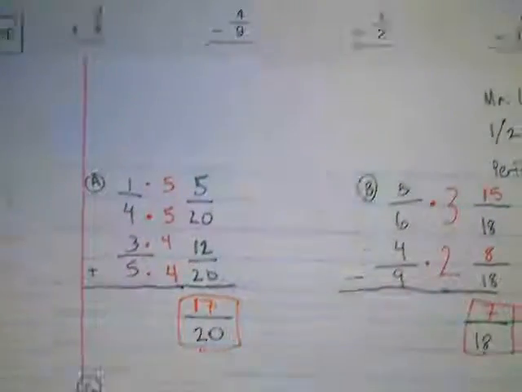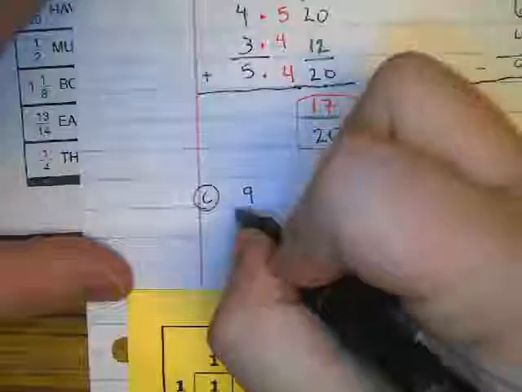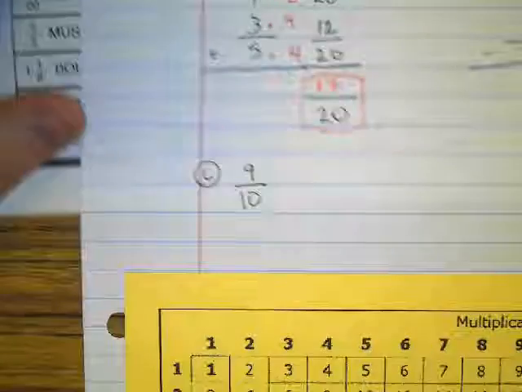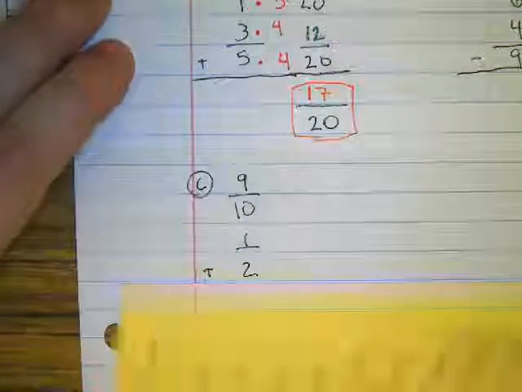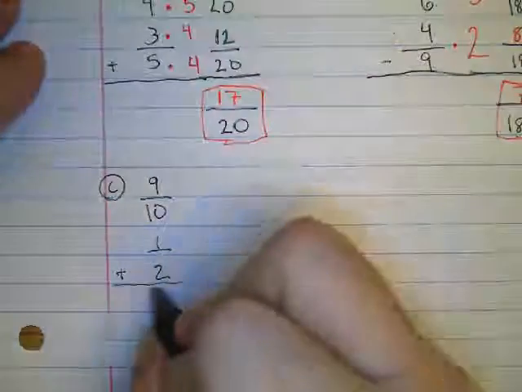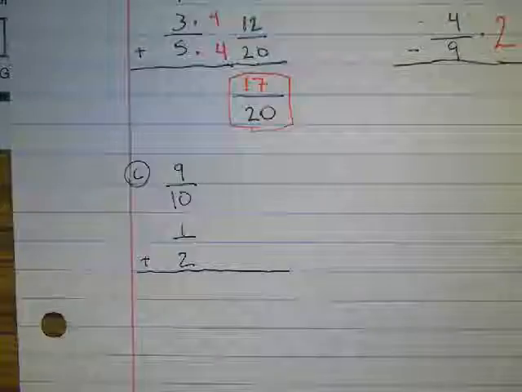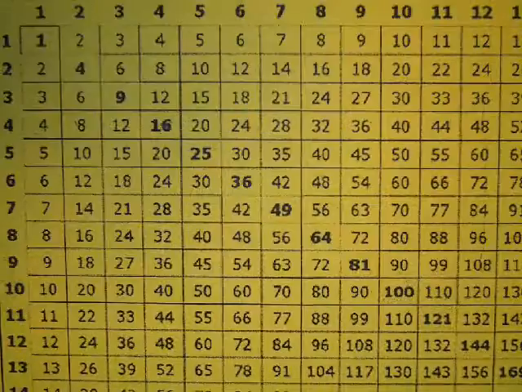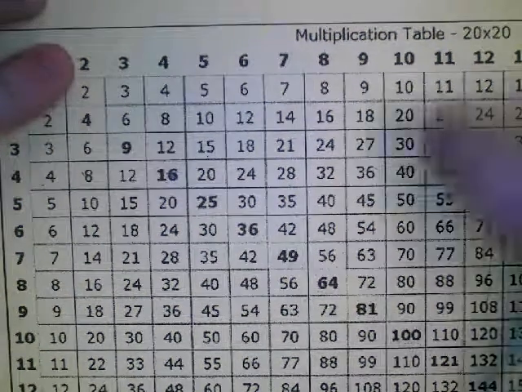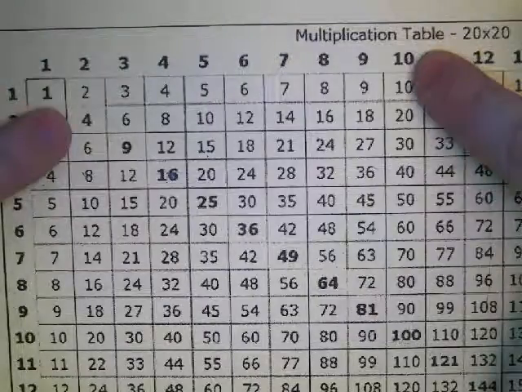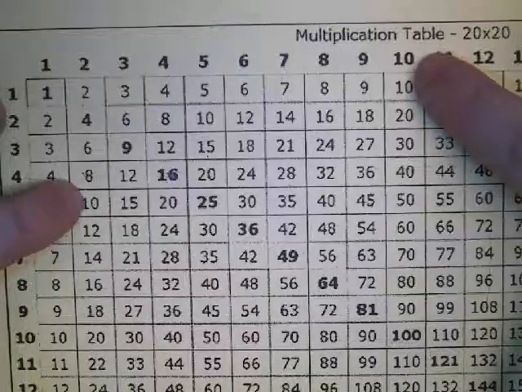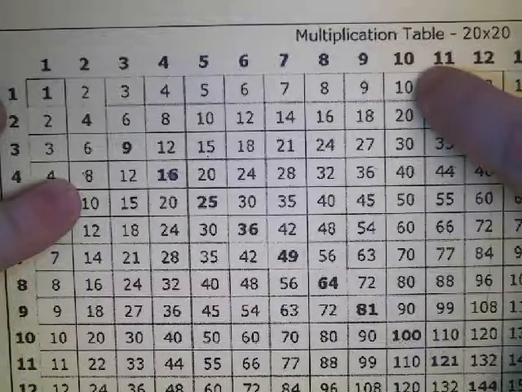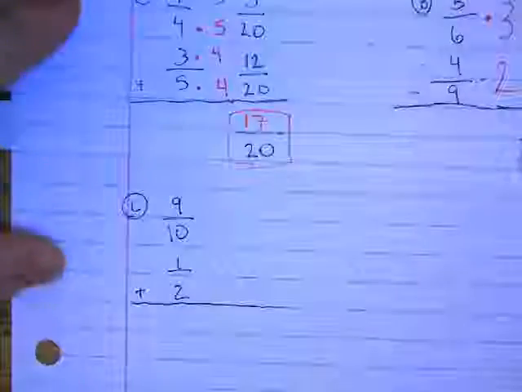So we're going to copy the problem. I'm doing letter C, 9/10 plus 1/2. So we want to go down our 10 column and our 2 column till we have the same number. So here's my 2 column, here's my 10 column. Well, when I'm looking down, the first number I see that they have in common is 10. 2 has a 10 in its column, and 10 has a 10 in its column. So that will be our common denominator, 10.